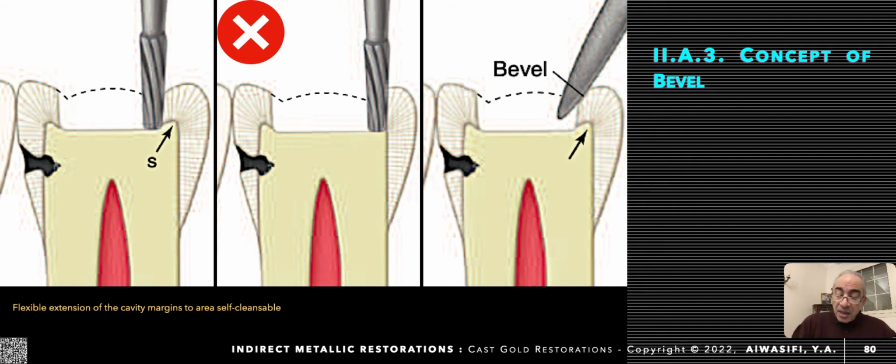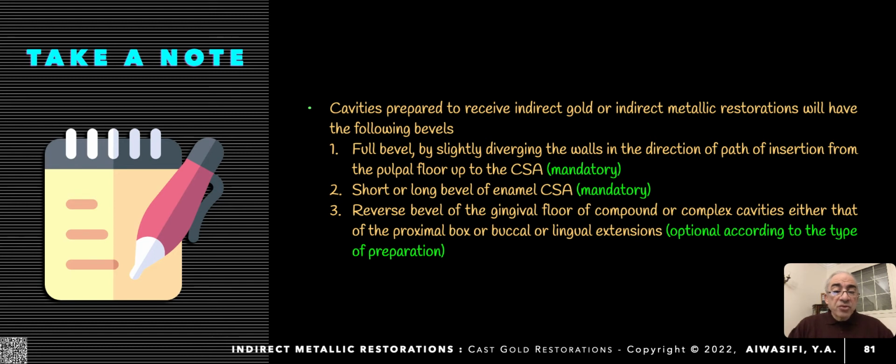Then the right thing is to bevel it, or to provide a bevel. That's why cavities prepared to receive indirect gold or indirect metallic restoration will have the following bevels: two mandatory ones, and one is considered optional according to your cavity design. Is it a compound or a simple cavity? For simple cavities, or for all cavities for indirect restoration, you should have a full bevel.